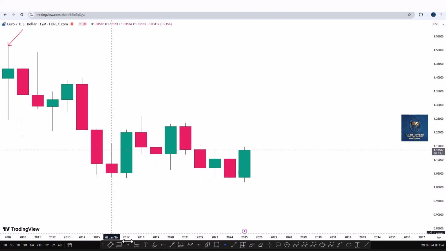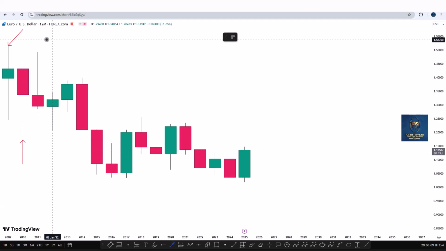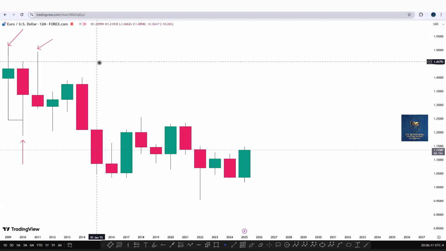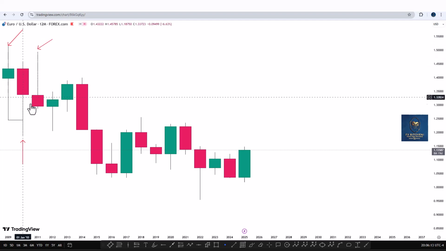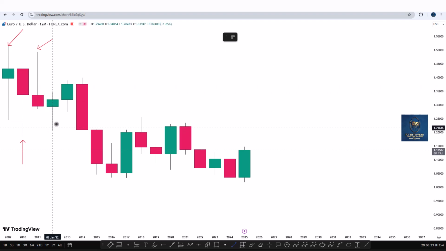There is a pullback here. That was forming. There's a pullback here. That was forming all the way up here. So the market is trying to go back, to go back there to look for what? Look for balance. Then the market goes down, drops. You can see this pullback again.